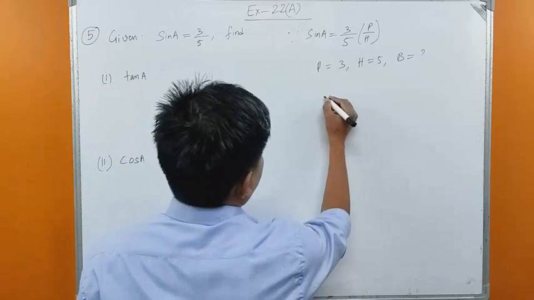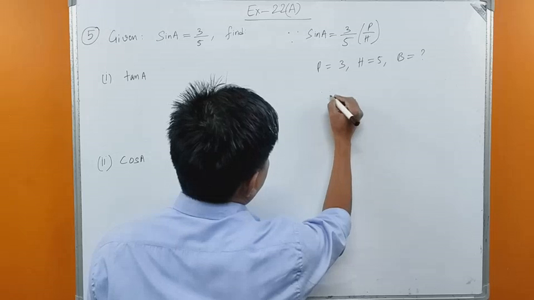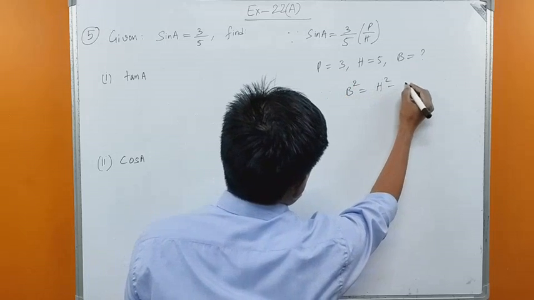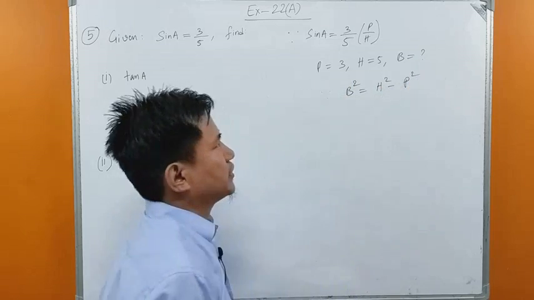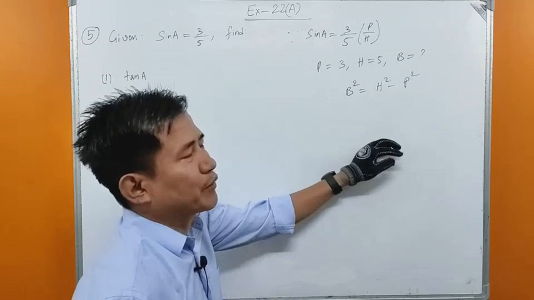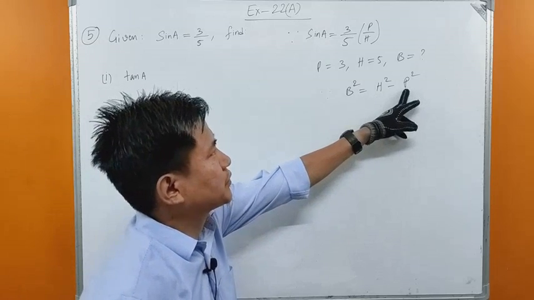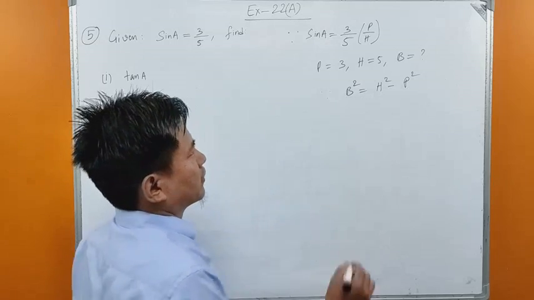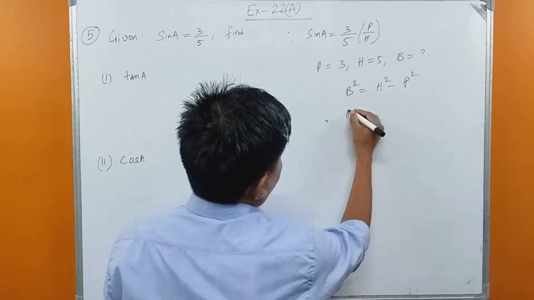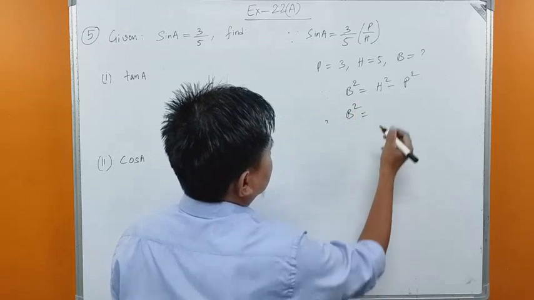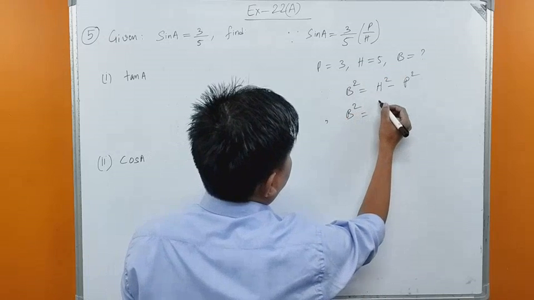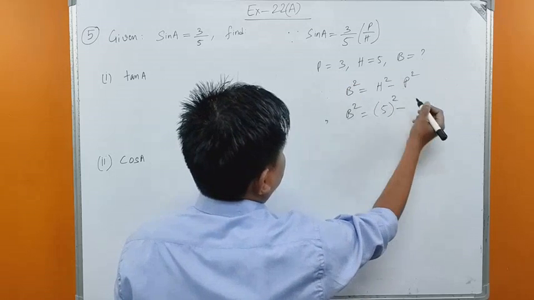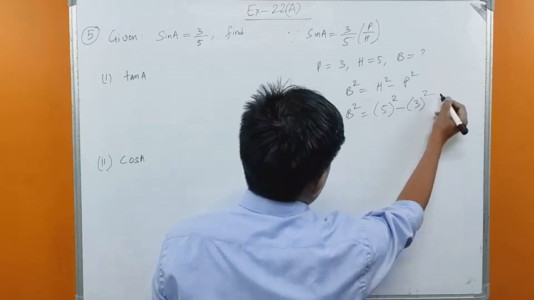Okay, so we know that applying Pythagoras theorem, b square equals to h square minus p square. Pythagoras theorem, isn't it? H square equals to p square plus b square. So when we bring this p square to the left hand side, it becomes minus p square, and b square equals to, so what is h? H is 5 square minus, what is p? P is 3 square, isn't it?